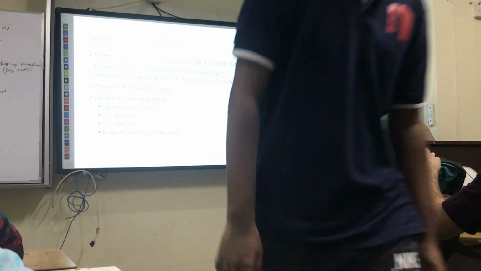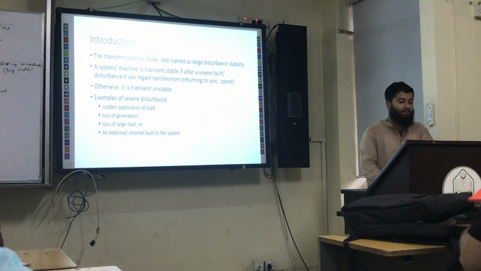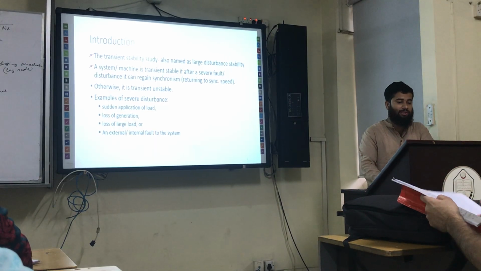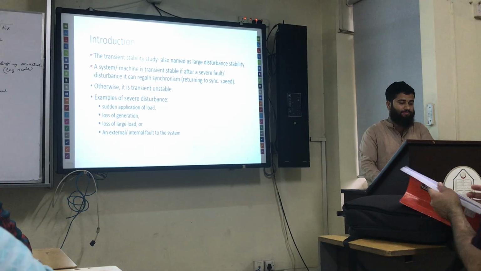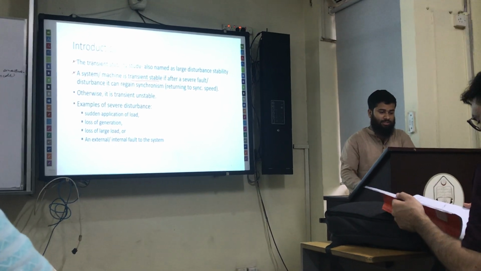A system or machine is transiently stable if, after a severe fault or disturbance, it can regain synchronism. That means returning to the synchronous speed. What does it mean actually? This is the transient stable system.